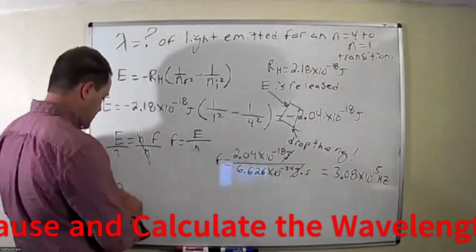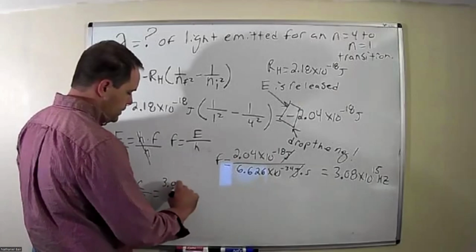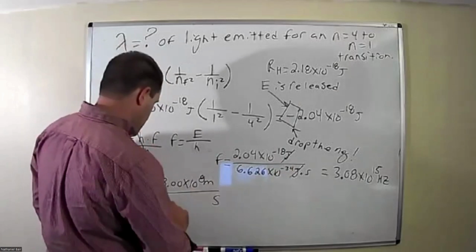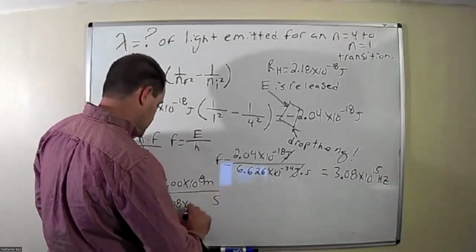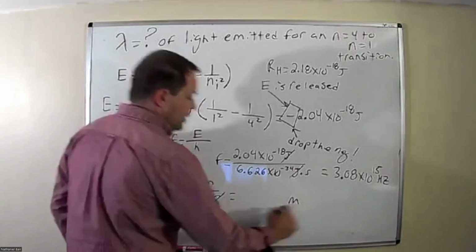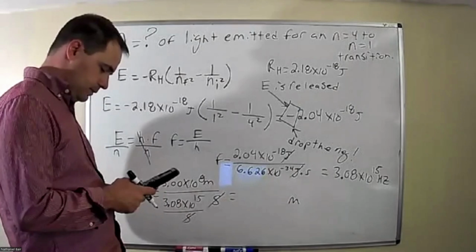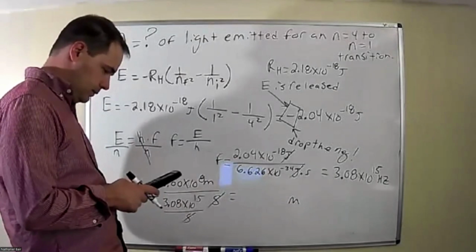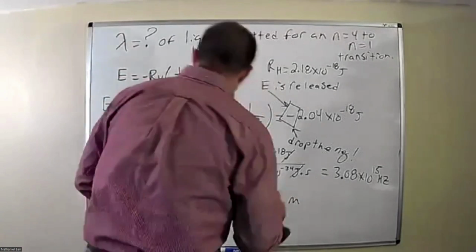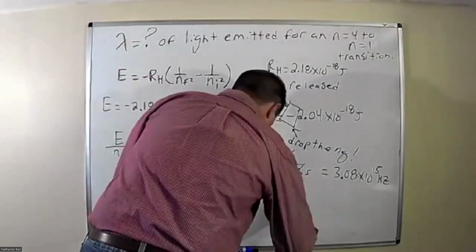Now what? Now, last step, lambda equals c over f. Speed of light, 3.00 times 10 to the 8 meters per second. Frequency, 3.08 times 10 to the 15th cycles per second. Seconds cancels out. We're going to be left with a wavelength in meters. And we get 9.7. I think we still got 3 sig figs. 9.74 times 10 to the negative 8th meters.